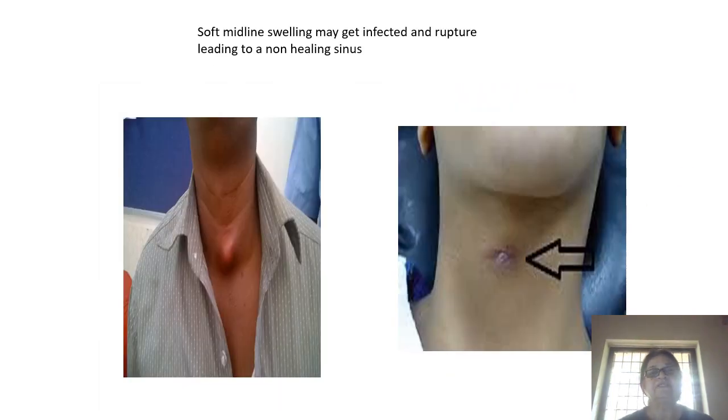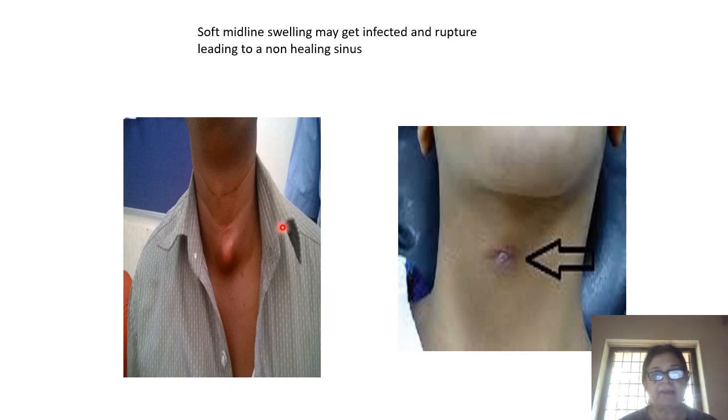Now what happens? One, they come for help, or two, they will come straight away with an infected cyst. You can see the skin reddening here. The skin is red and shiny. Now this will rupture, or you can even do an incision and drainage. It's an abscess stage, it has to be let out.